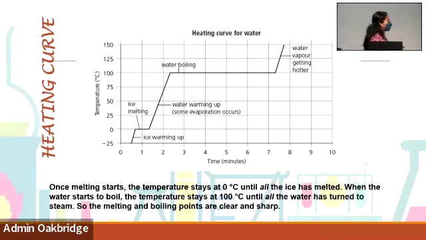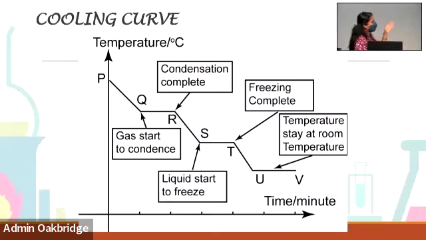So if you see from the first minute, before the first minute, going up to the zero temperature, right? The ice is warming up. Basically, heating curve is I am heating something very cold to become steam. Cooling curve, steam to solid. So heating curve will always go like this and your cooling curve will come down like this.